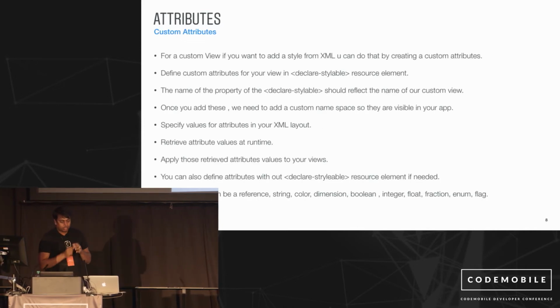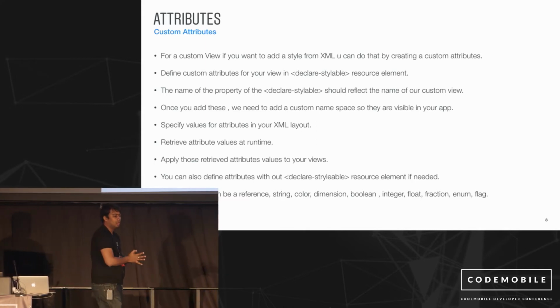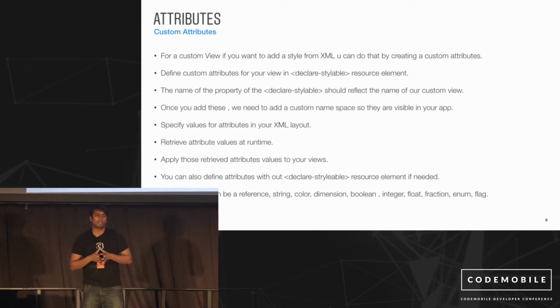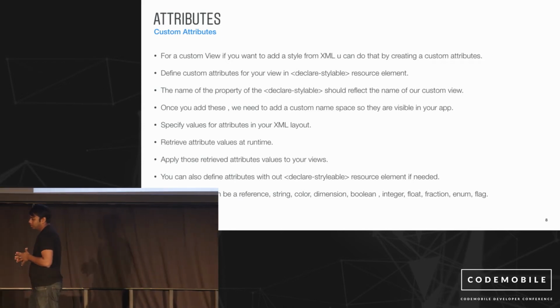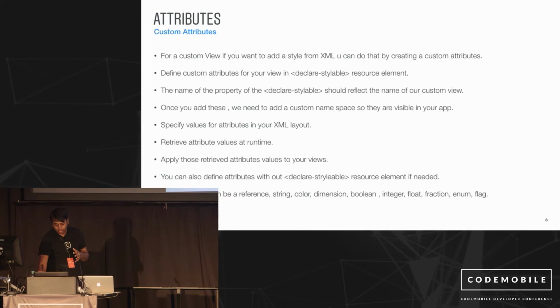So let's say that you have created a custom view. Let's say you have created a circle. And now for the circle, you basically want to give properties via XML. So for this, what you do is you create your attributes via the XML, from the attribute set, and then apply those attributes from your XML. So the way we do it is, I have an example.